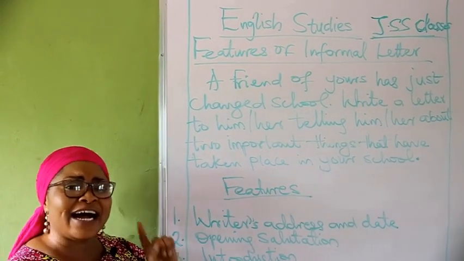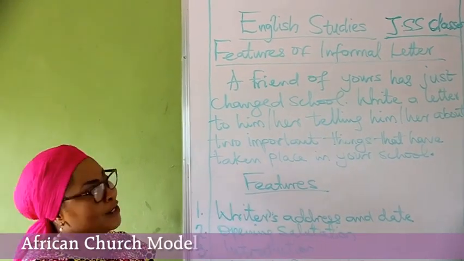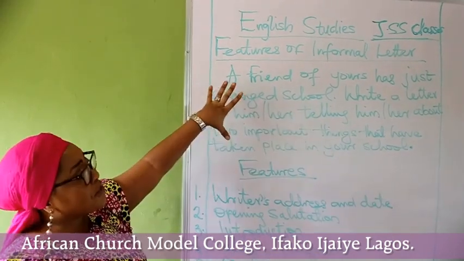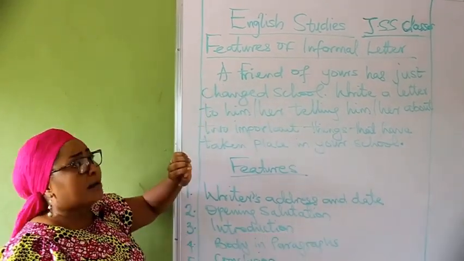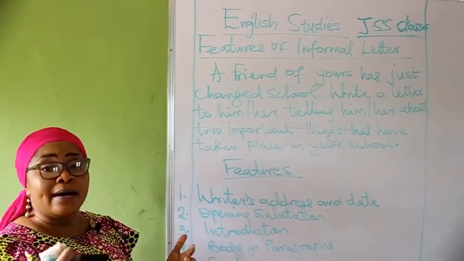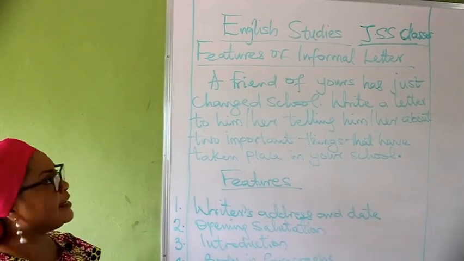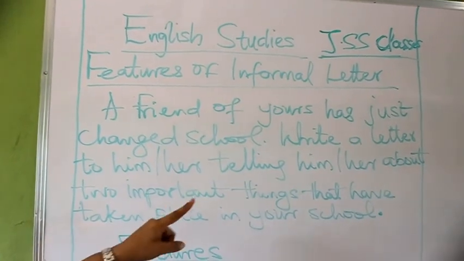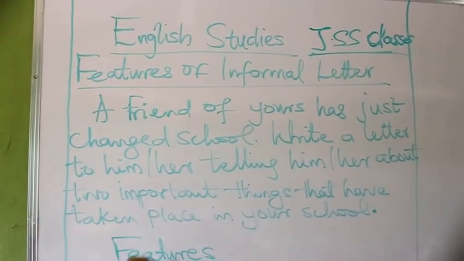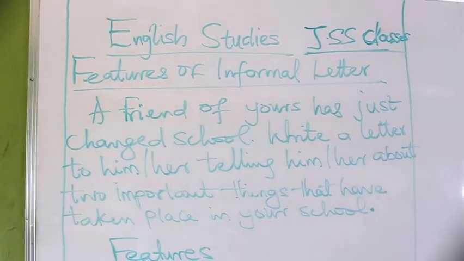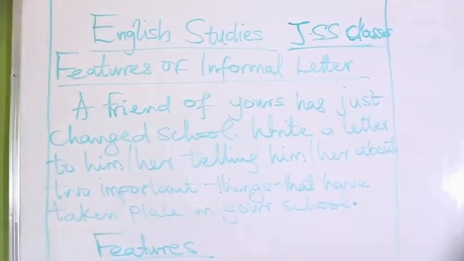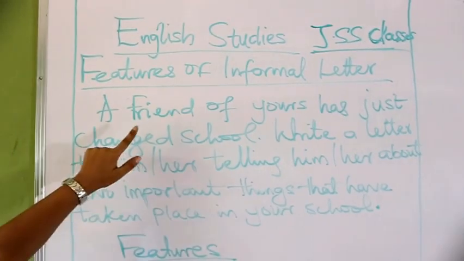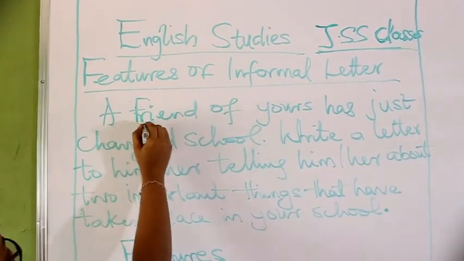Now, today, like I said, an informal letter is a friendly letter. So we have a topic here on the board, a letter written to a friend. So we're going to use this topic on the board to help us know more about how to write an informal letter. Now, the topic says, a friend of yours has just changed school. Write a letter to him/her, telling him/her about two important things that have taken place in your school. Now, who are you writing the letter to? To a friend. Now, we know that we're writing a letter to a friend of yours in another school.